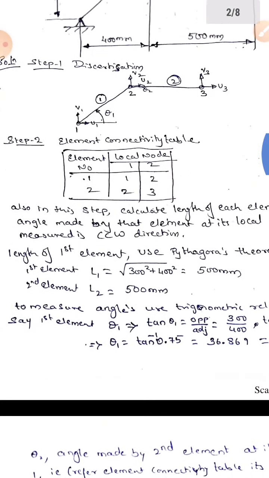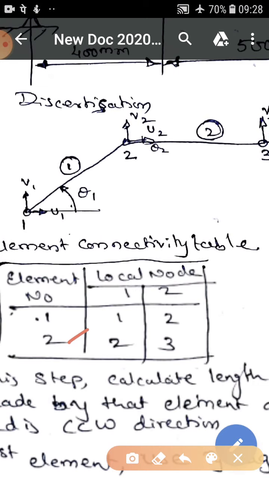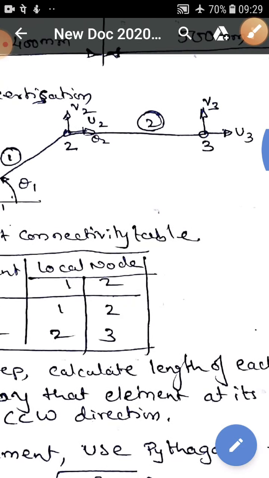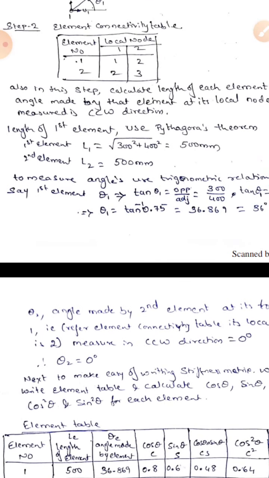Now see the angle made by this element 2. I said for element 2, the angle has to be measured at node 2. This is my element 2 and I have to measure it at node 2. Then what is the angle made by this at this point? At this point, if I keep a protractor like this, the angle is 0 degrees, when measured in the counterclockwise direction. So the angle made by this element 2 is 0 degrees.